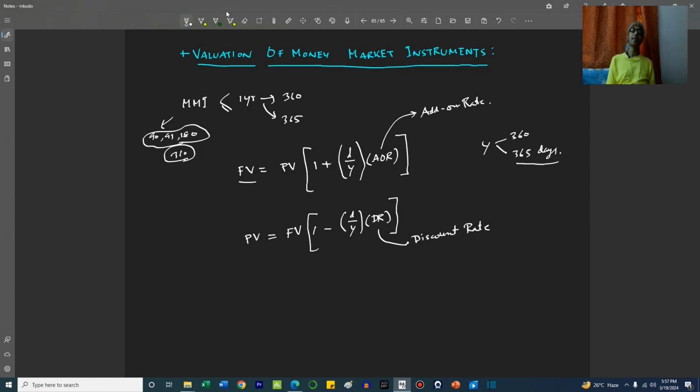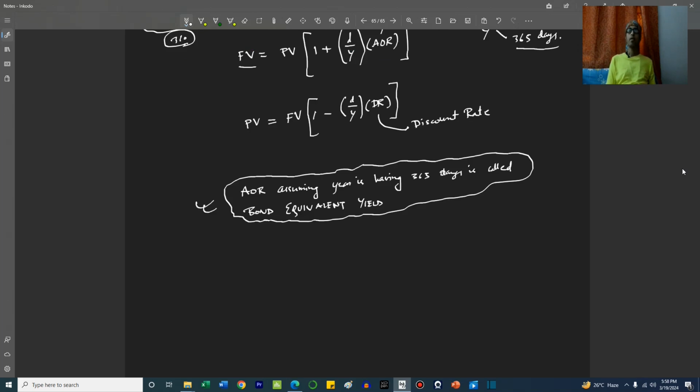equivalent yield. That is the AOR, assuming the year has 365 days, is called the bond equivalent yield. The add-on rate, which is calculated assuming the year has 365 days, is called the bond equivalent yield. Now let us take a few examples to understand how they are applied.